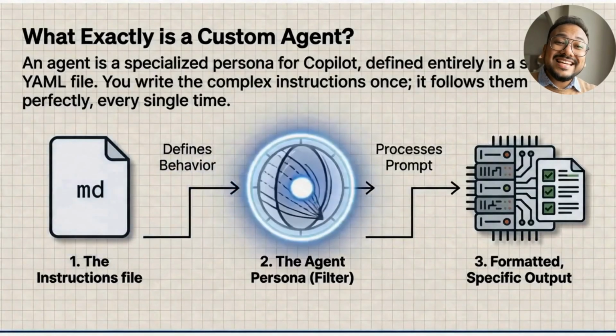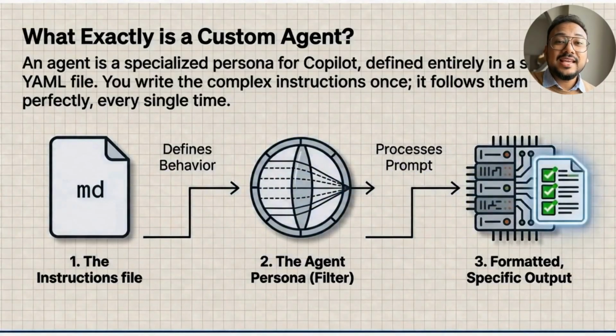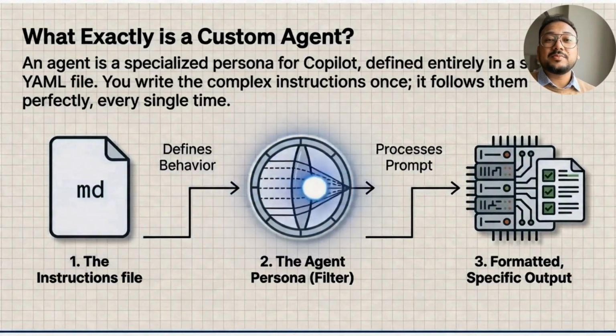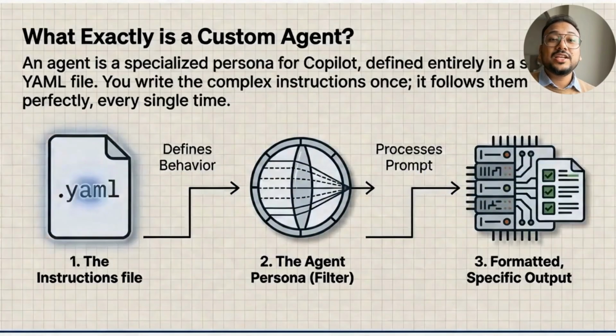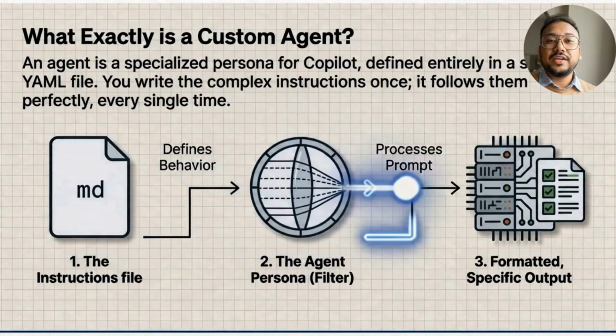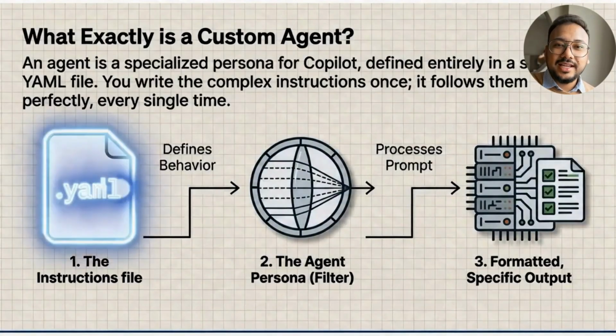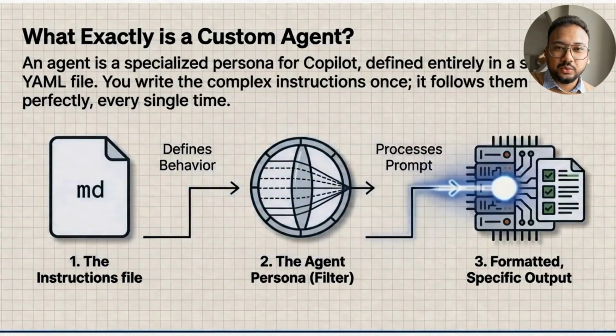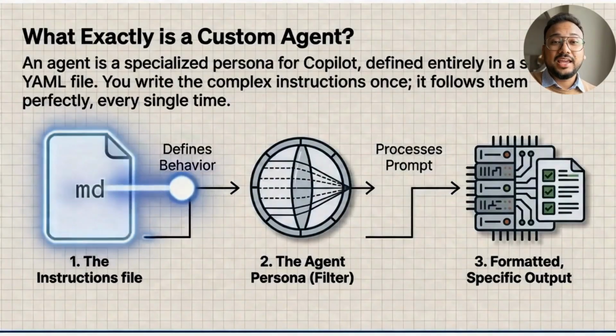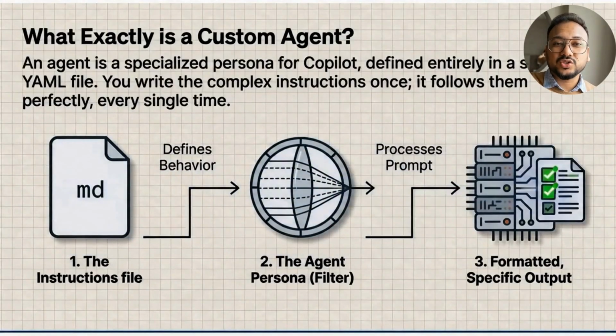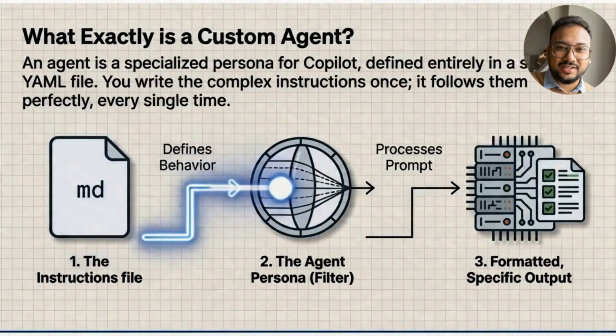So, what exactly is a custom agent? In simple terms, it's a specialized persona for GitHub Copilot that you get to define. Instead of feeding Copilot the same long, detailed instructions every time you want it to do a specific task, you create an agent once and it will follow those instructions perfectly every single time.